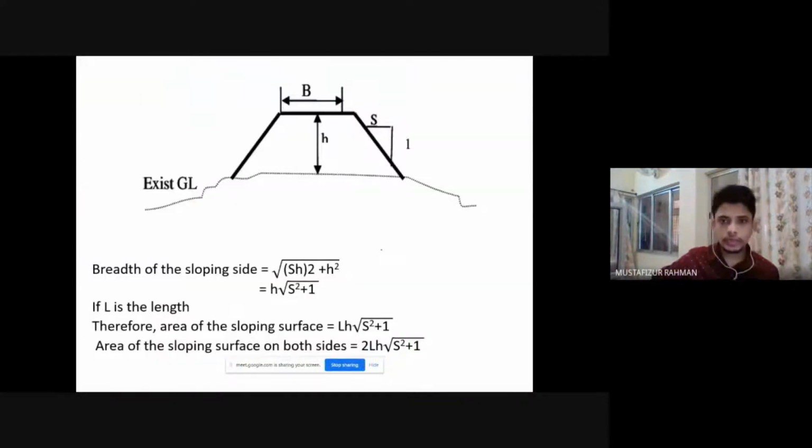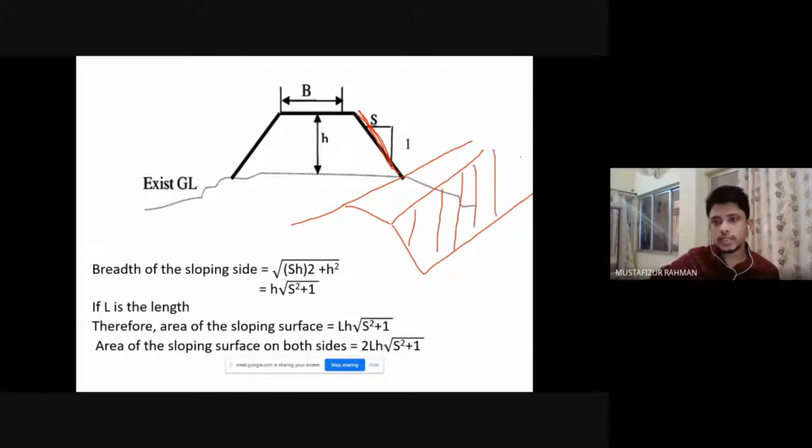To do that, we use, okay, so what we have to do, this is the road, this is the road. So this turfing we are applying here on the banking. So on the sloping side we are applying this turfing. So there we have to find out what this area is. So what we are finding out is the sloping length.